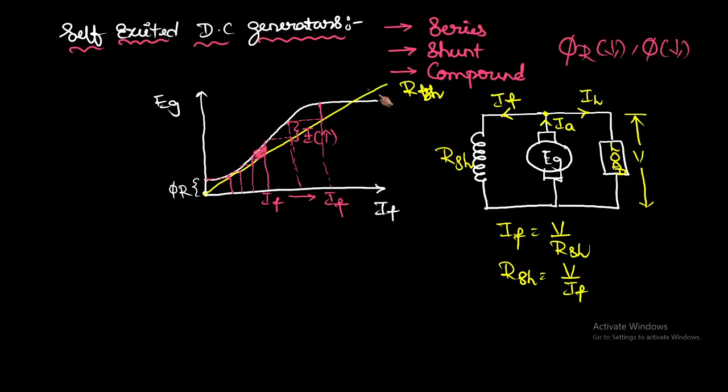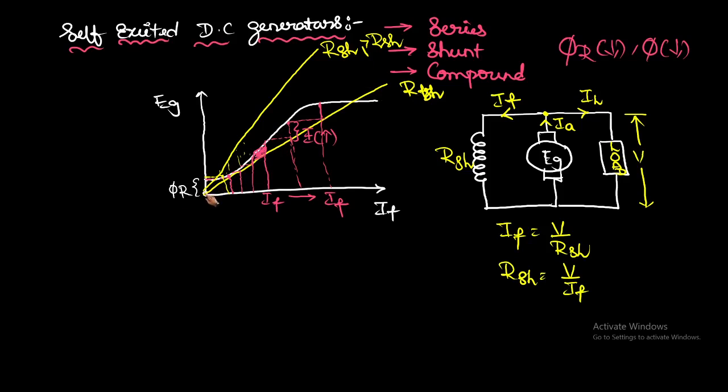Let us consider some other case. What will happen if the field resistance is more than this? If you observe this, one more resistance, RSH1, is greater than RSH. Let us consider the condition here. The flux will be this much only, it will not be produced, because it is not touching this curve. So whenever you increase the field resistance beyond this value, the EMF will not increase, and the flux cannot be produced.